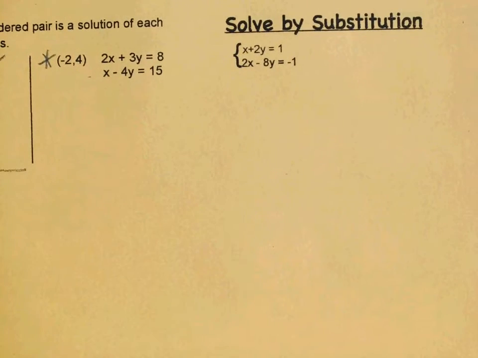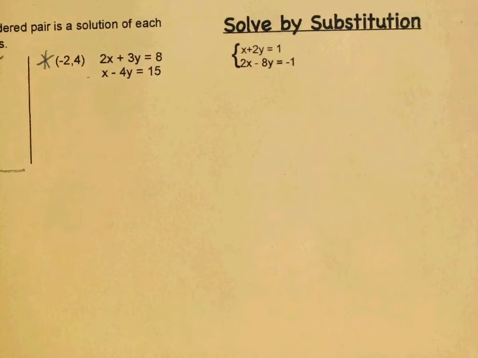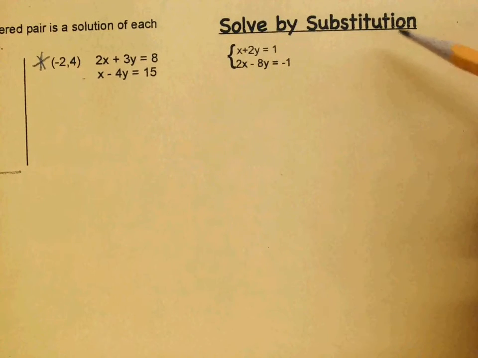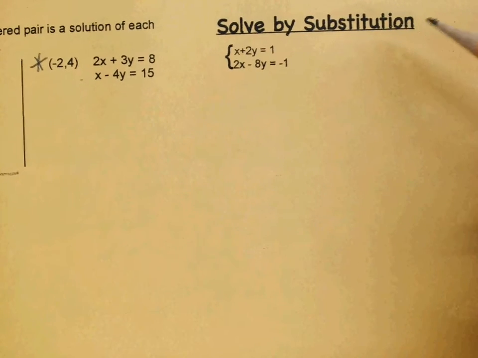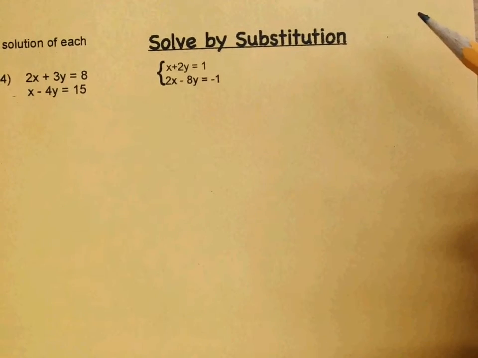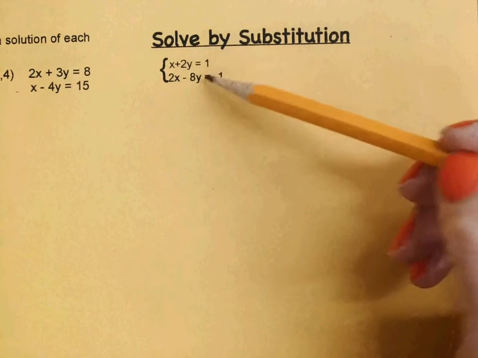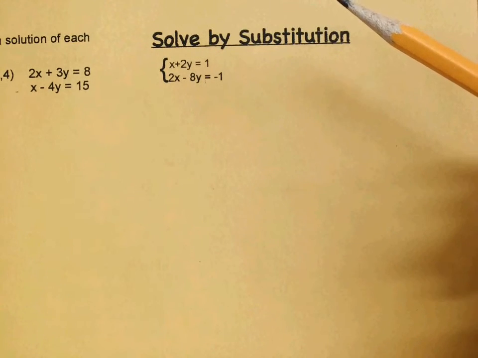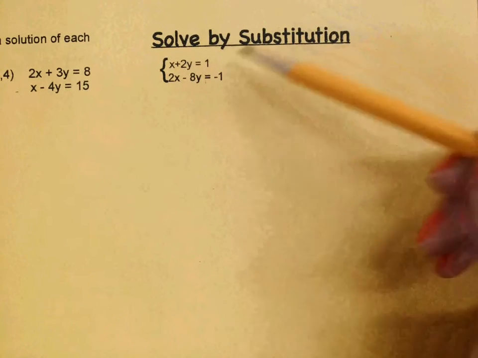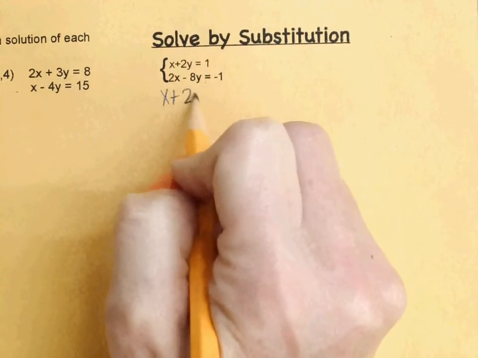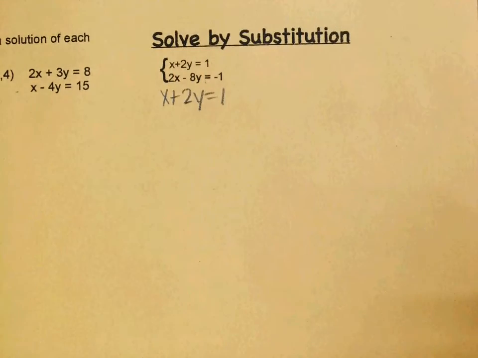Let's go ahead and practice solving by substitution. Even though you might want to do the elimination method, since I am stating substitution, that's what I want to see work-wise. So I have to check and see, do either of my equations have a variable by itself? And I do not. But I'm going to take that top equation, x plus 2y equal to 1, and I'm going to solve for x.